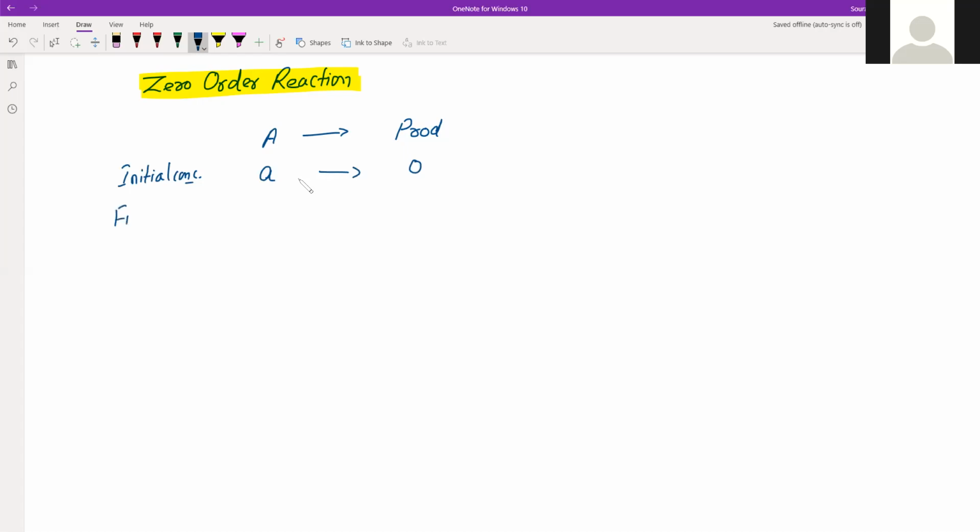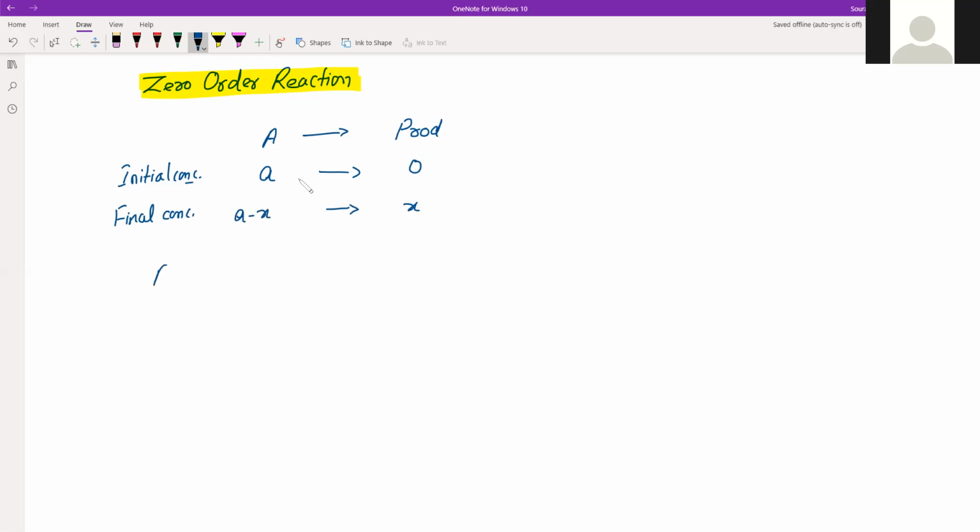Finally, at the moment when we are doing this calculation, let's assume that X mole per liter of this A got consumed. So that means it will have only A minus X left. And whatever amount of A is consumed will give you the product. So the amount of product produced will be X.